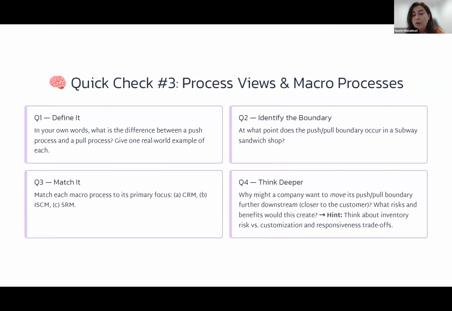And also you can think about the other side. So why some businesses do push their push-pull boundary upstream, closer to the manufacturing or supplier. Why are they doing it, what kind of benefit do they get out of it, what kind of extra cost do they get because of it, right? So think about these and you can find the answers to these questions in the next slide.